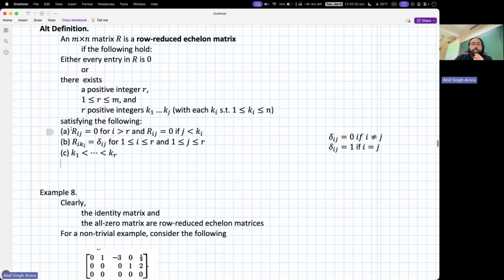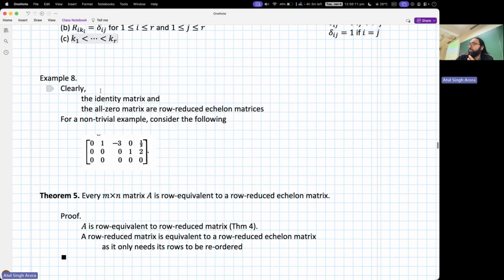Right. So it's saying that the 0 entries have to be at the bottom, beyond this little r. The first block is just diagonal. It's just explicitly saying it, because delta ij is the diagonal matrix. And then finally, it's saying that the ordering has to be correct, like the index order. That's it.